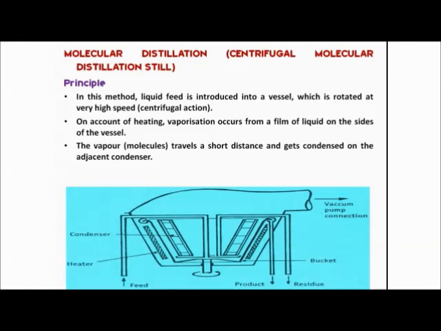Next step is that the vapor molecule travels a very short distance. From this wall the vapor molecule will travel a very short distance to the condenser, which is present adjacent to the wall of the vaporizer or the wall of the bucket, whatever it is, right? So each molecule is condensed individually, which we want to maintain, right? So the distillate is subsequently collected.